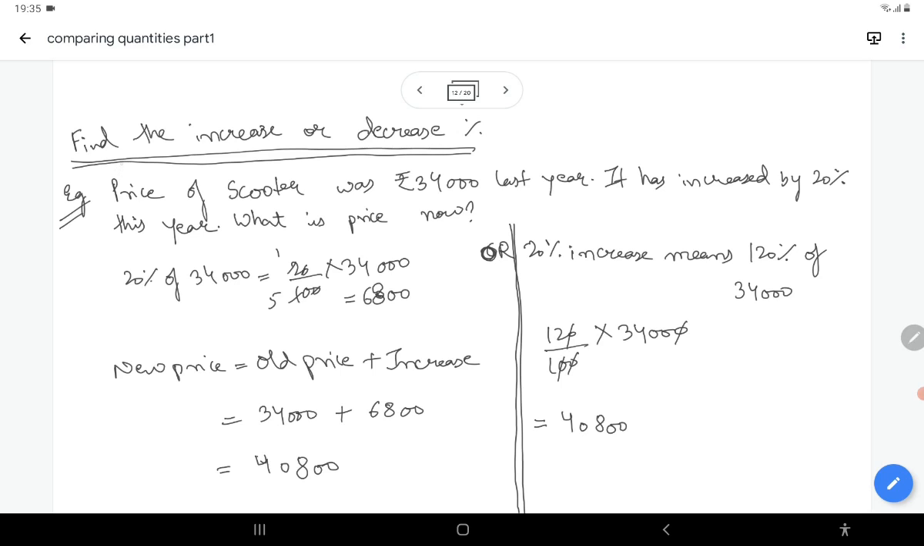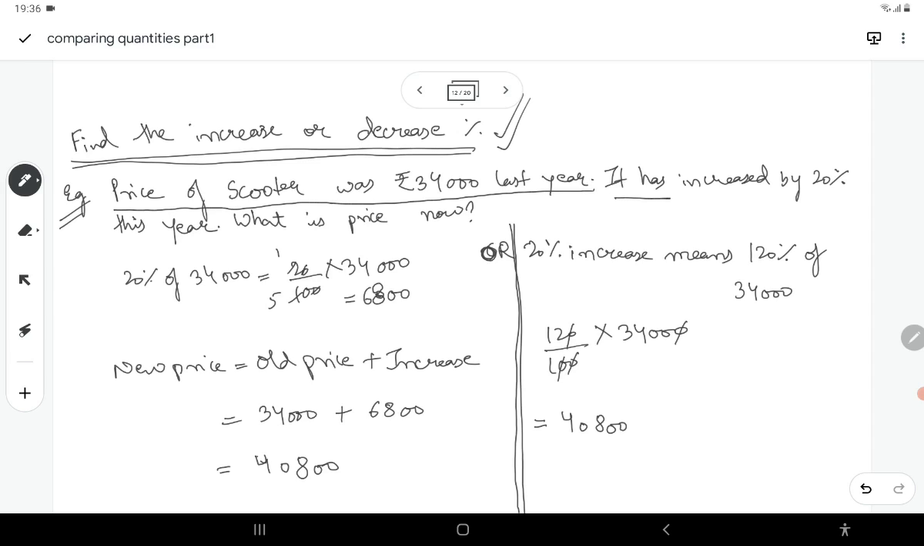So the further concept is based upon finding the increase and decrease percentage. And we are going to understand this by taking an example. It says price of a scooter was 34,000 last year. It has increased by 20% this year. What is the price now? We can solve this question by two methods. I'm going to solve it first with method 1 and then method 2.